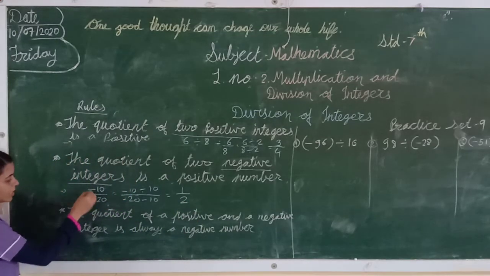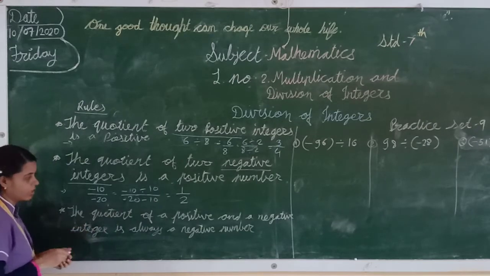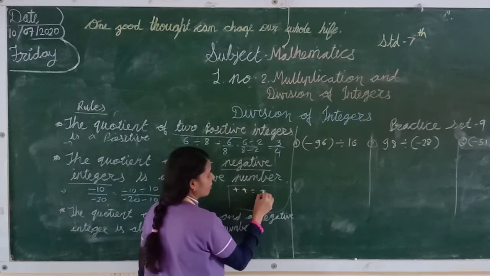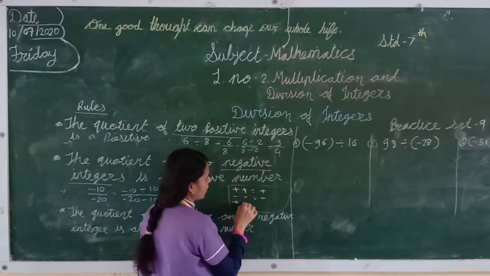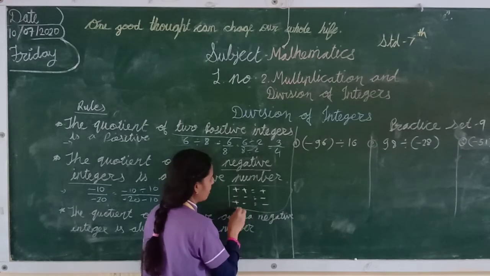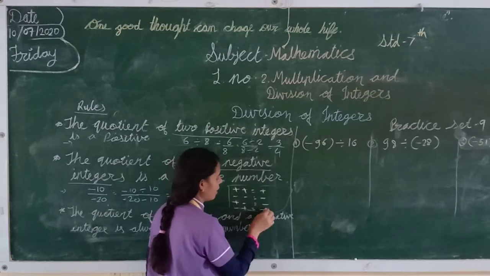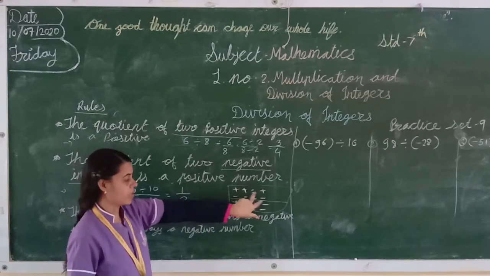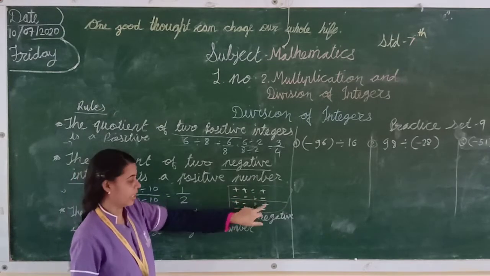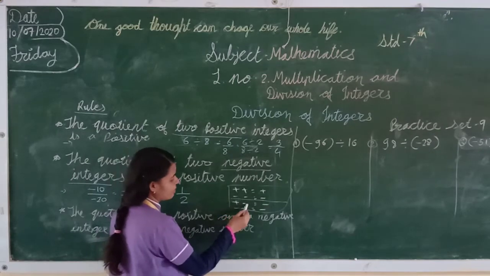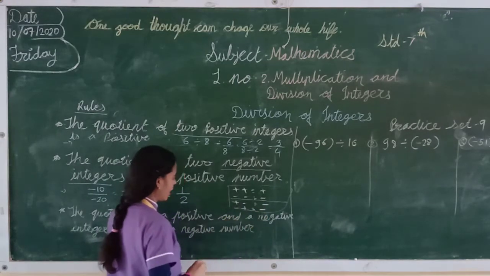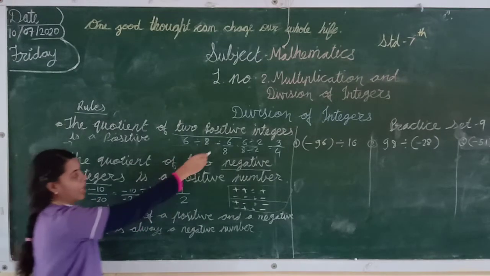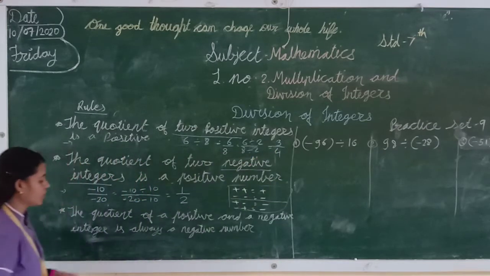Because minus and minus make plus. We already learned this in the previous video. What did we learn? Plus times minus is minus, minus times plus is minus, and minus times minus is plus. Students, you already learned this one. If both numbers are positive, our answer will come positive. If both numbers are negative, our answer will come positive. If they are opposite, like plus and minus, the answer will come negative. I hope students you understood.